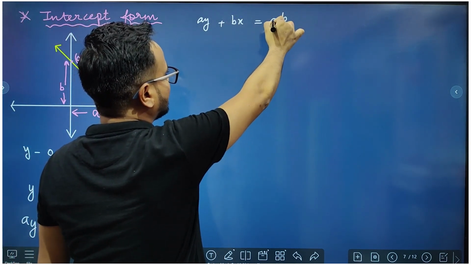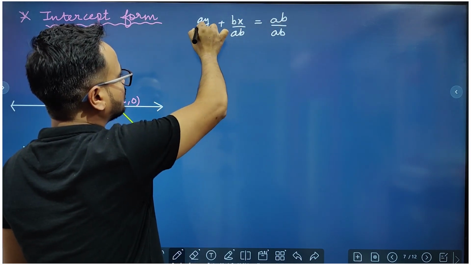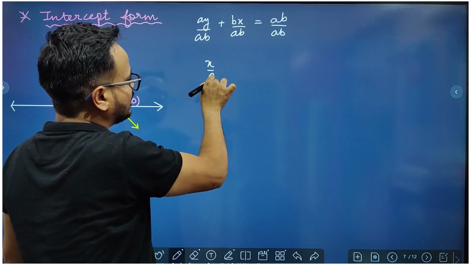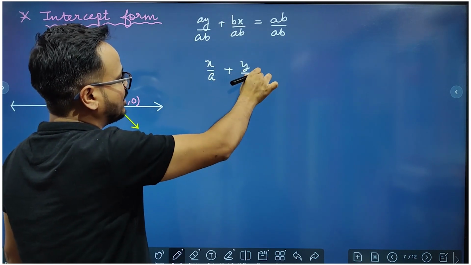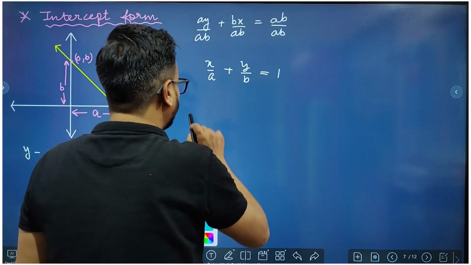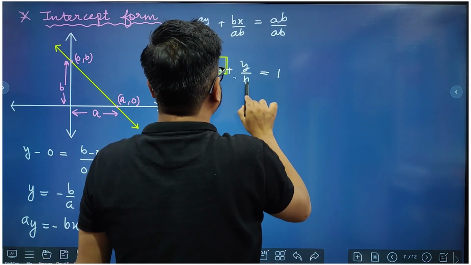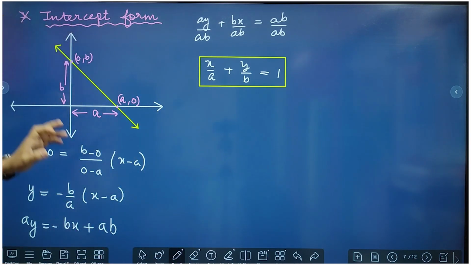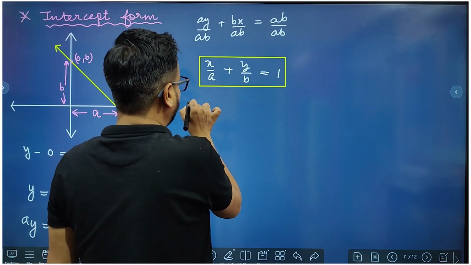Now if we divide this whole equation by ab, so this is x by a. I am writing this term first. B cancels with b. This is x by a plus y by b equal to 1. X by a plus y by b equal to 1, and this is called the intercept form because both the intercepts are known in this case. This equation is very useful when we have to plot the graph of a line.